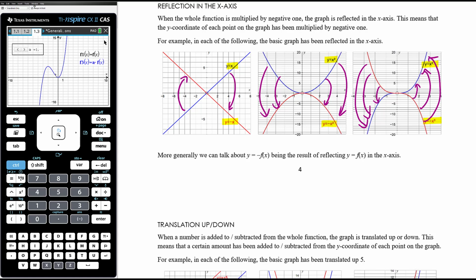So again, we can generalize that to any function. If we have y equals f of x, and we then draw y equals -f of x, that is a reflection of that original graph in the x-axis. When we reflect in the x-axis, we're multiplying all of the y coordinates by -1. Okay, so let me go back to my CAS and let's have a play around with that.